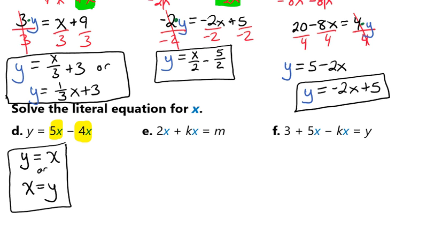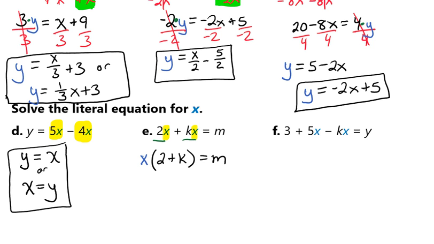Let's take a look at our next problem. Here we have 2x plus kx equals m. Remember, we're trying to get the x by itself. Here we have two terms here, 2x and kx, and each of them has an x, which means that we can factor out an x. So by factoring out an x, that's going to give us a 2 plus k on the inside equal to m. So x times the quantity 2 plus k equals m.